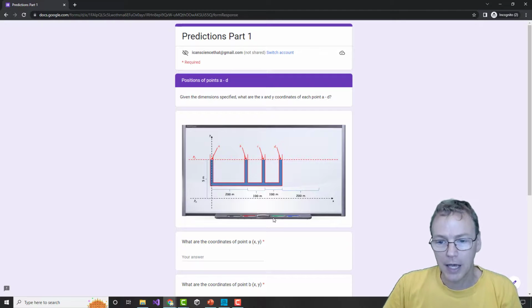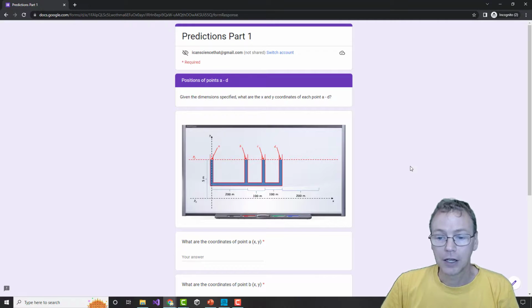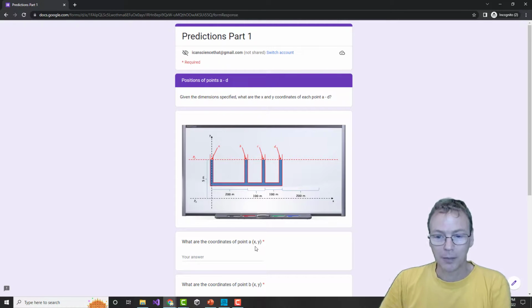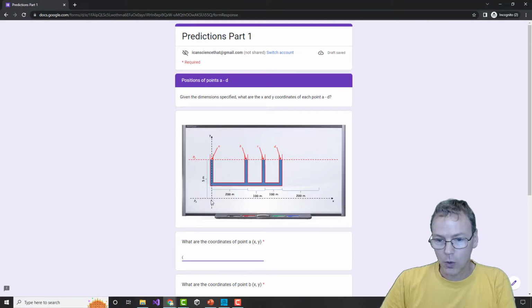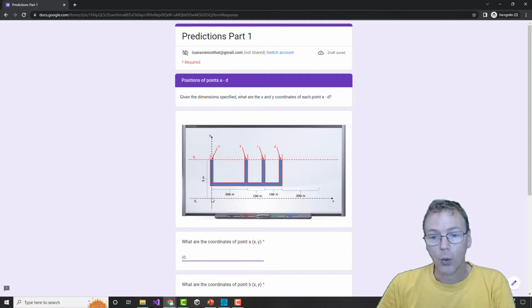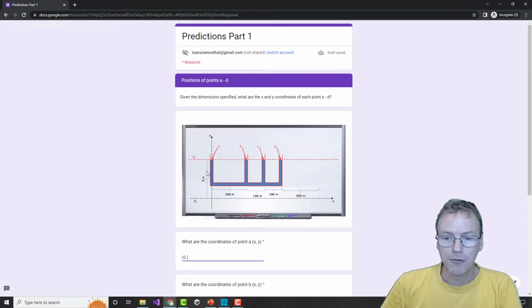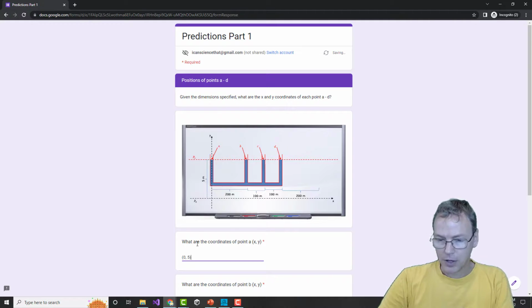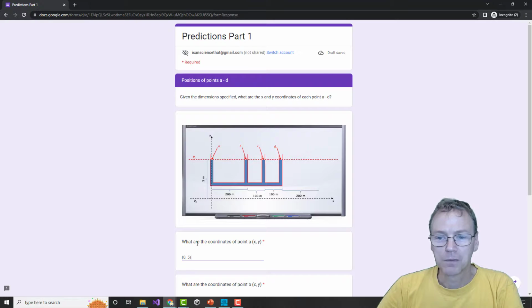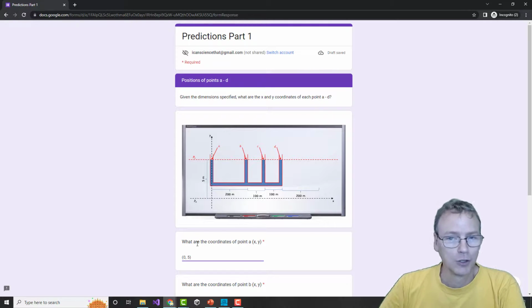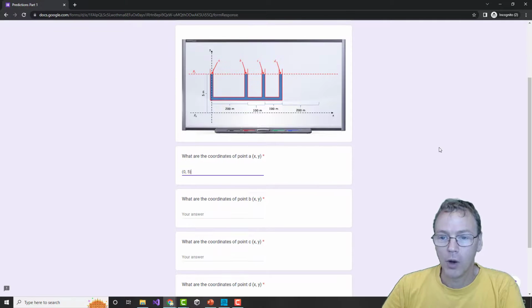Here we have that diagram again for your reference, and here are the questions. What are the coordinates of point A? And I just want x, y. So point A is right there, and the x coordinate of that point is 0 because it goes right through the origin there. What is the y coordinate? Well, it is 5 meters up from that reference point, so that is 5. So I'm just looking for 0, 5. Hopefully you agree that that's your answer. If not, you tell me what your answer is, and let's go on to point B.